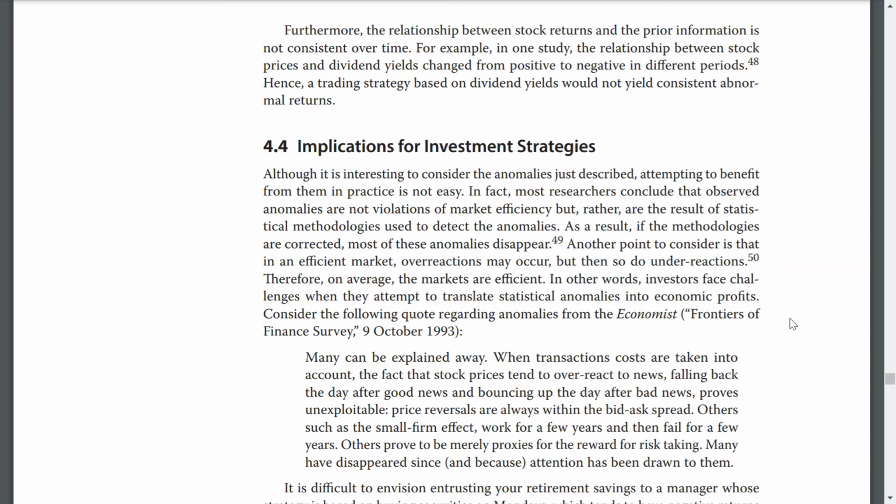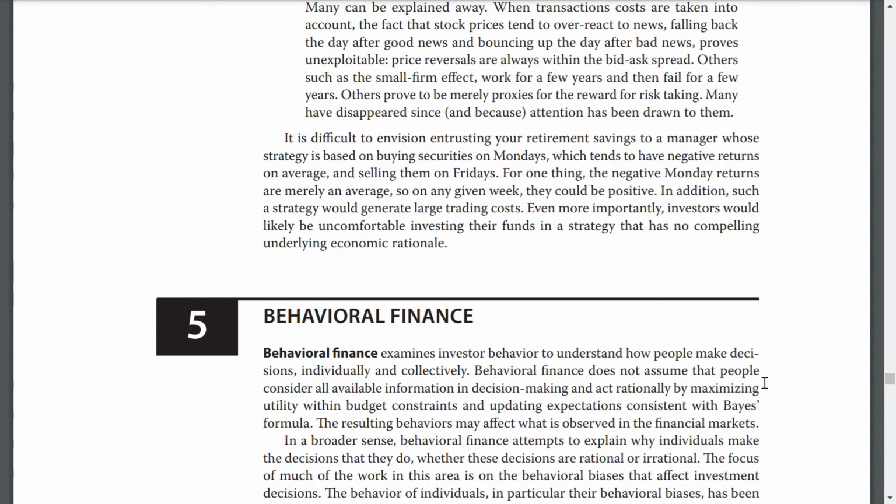In other words, investors face challenges when they attempt to translate statistical anomalies into economic profits. Consider the following quote regarding anomalies from The Economist. It is difficult to envision entrusting your entire savings to managers whose strategy is based on buying securities on Mondays, which tend to have a negative return on average, and selling on a Friday. For one thing, the negative Monday return is merely an average, so on any given week, it can be positive. In addition, such a strategy would generate large trading costs. Even more importantly, investors would likely be uncomfortable investing in a fund strategy that has no compelling underlying economic rationale.